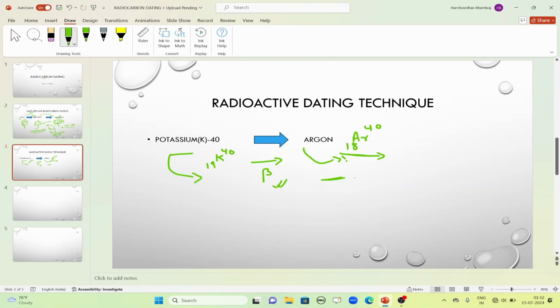I think you got the basic idea of how radiocarbon dating works. Thanks.